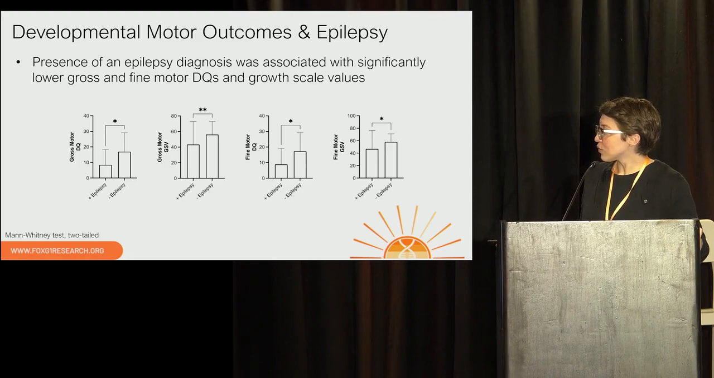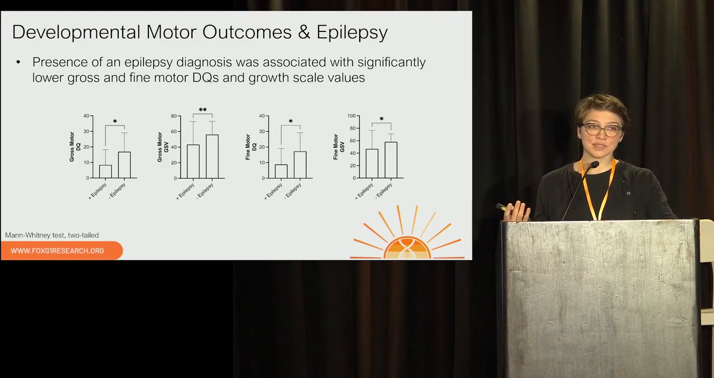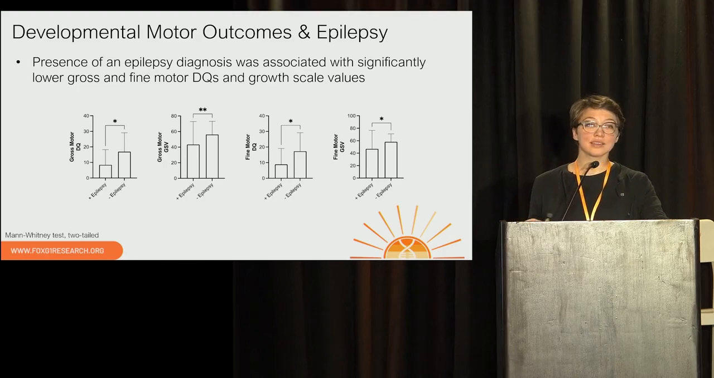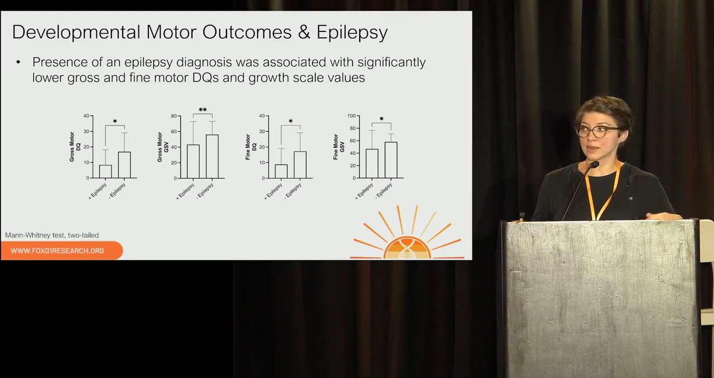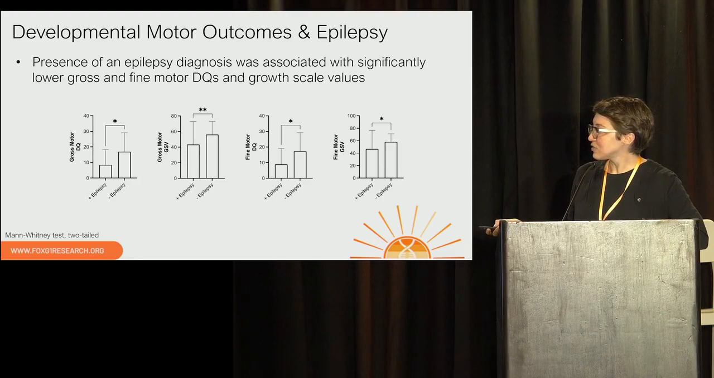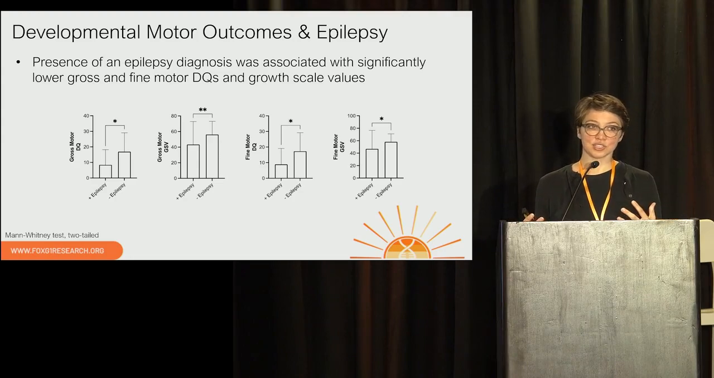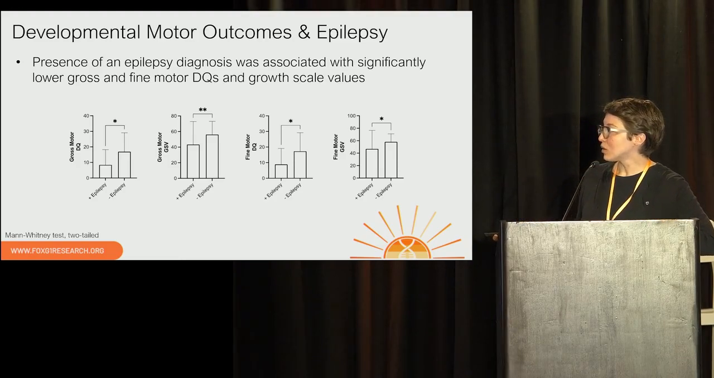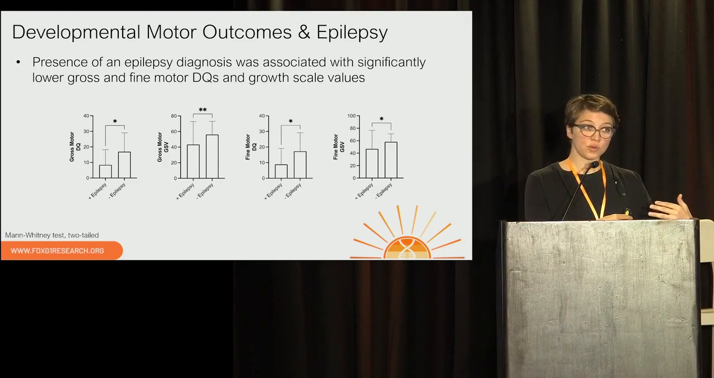And then the second and the fourth are growth scale values, which are just a different type of calculation that you can do on the Vineland that is better suited to tracking change over time. And these little asterisks above the lines comparing means mean that there is a significant change. So we are observing a pattern in the data that is unlikely to be happening by random chance alone. And what we're showing is that individuals with epilepsy across gross motor and fine motor domains of the Vineland tend to have lower scores than individuals who do not have epilepsy.